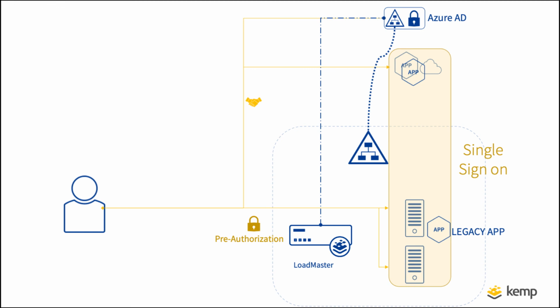So what I've just demonstrated is how access to a hosted application, in this case my legacy app, can be protected using pre-authorization by the LoadMaster through enforcement of login before allowing traffic to hit the application. This is integrated with a cloud identity provider, in this case Azure AD, resulting in the hosted application being accessible through a single sign-on alongside all the organization's other applications.